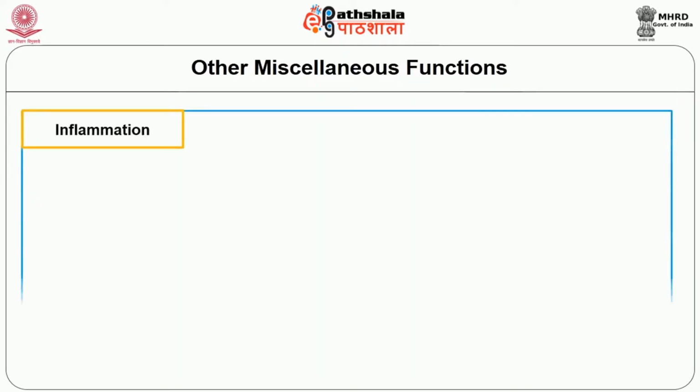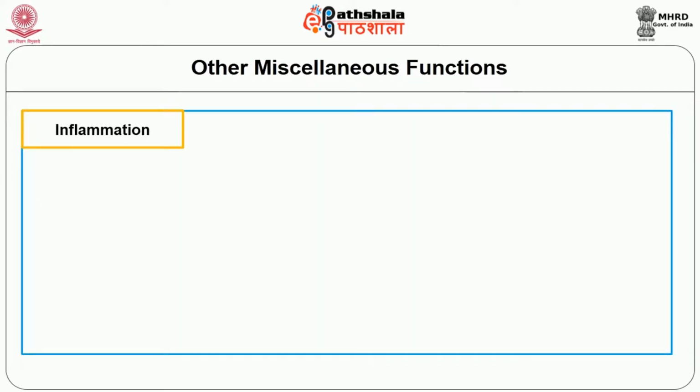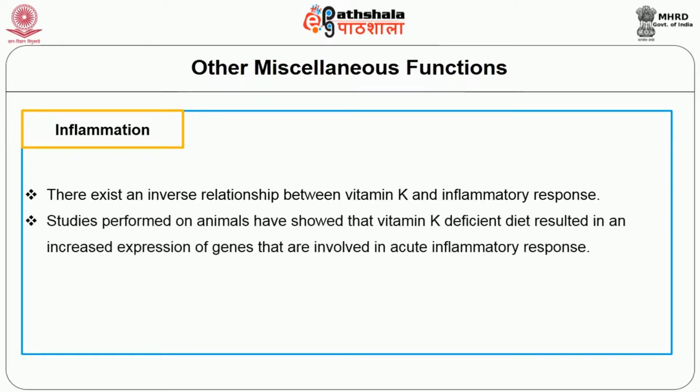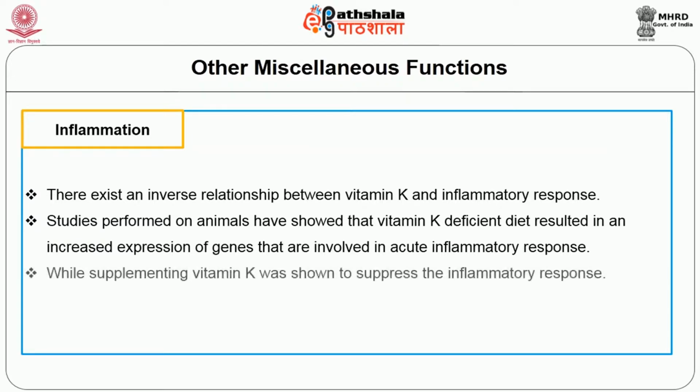Next, we will see the role of vitamin K in inflammation. There exists an inverse relationship between vitamin K and inflammatory response. Studies performed on animals have shown that a vitamin K deficient diet resulted in increased expression of genes involved in the acute inflammatory response, while supplementing vitamin K was shown to suppress the inflammatory response.